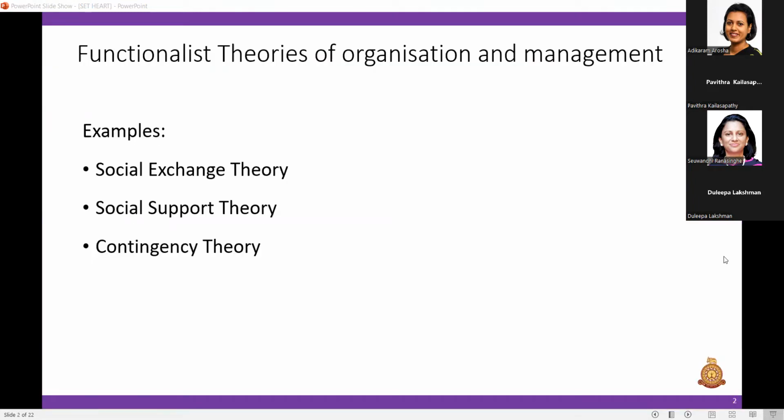As I said, social exchange theory is one of the well-used theories in organization and management research. It is one of the popular theories under functionalist theory. So in quantitative positivistic studies, you will see social exchange theory being used. Some other popular theories are social support theory, contingency theory, and so on. But I will be focusing on social exchange theory alone today.